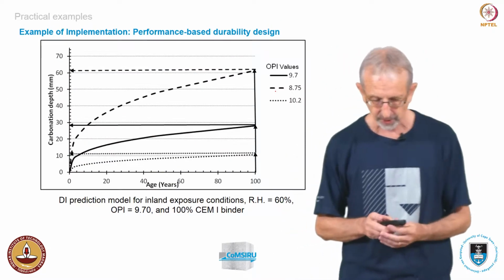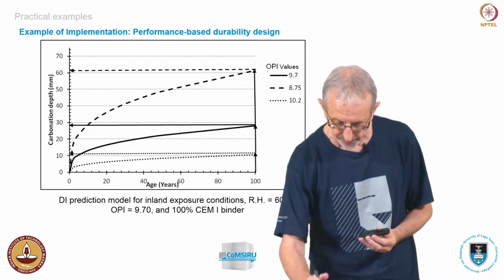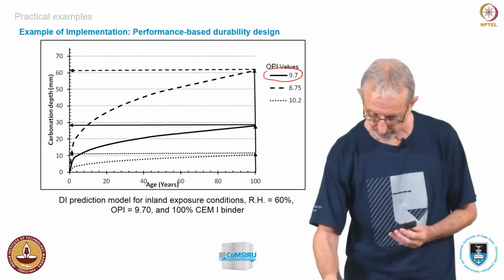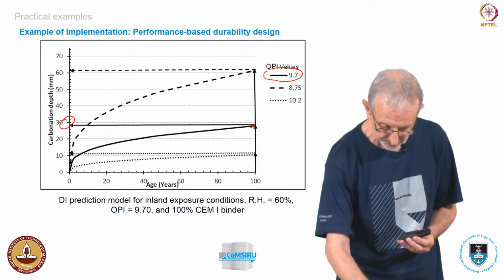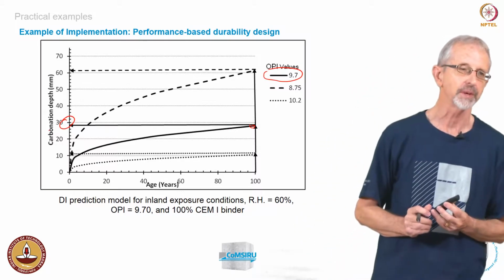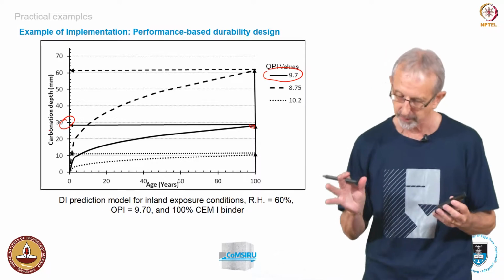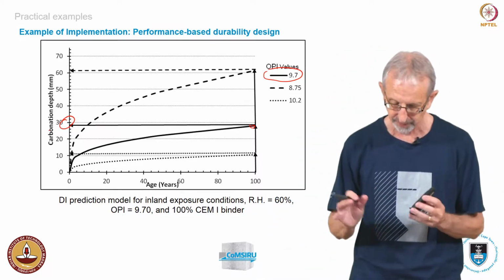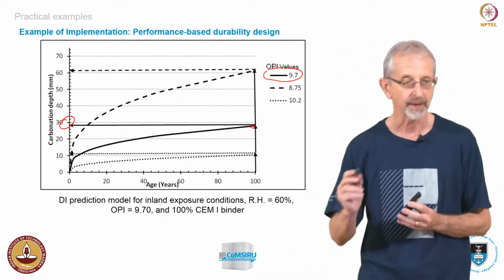And this is just to show you how the model works. So for example, for a 9.7 OPI, at 100 years we would predict roughly 30 millimeters of carbonation. That's the model. It's deterministic, and I know that there's a lot of variability, but that's roughly how it works. That's the basis for the 9.7.